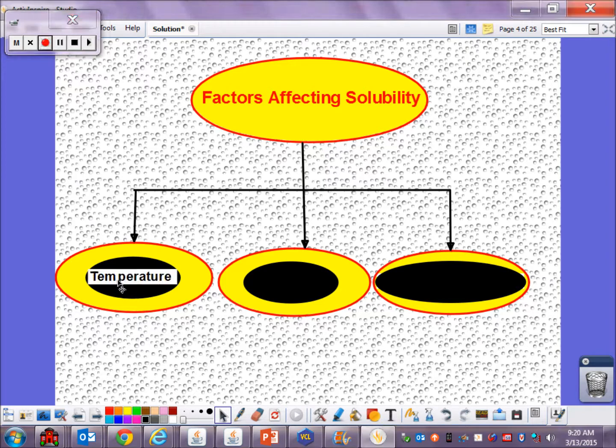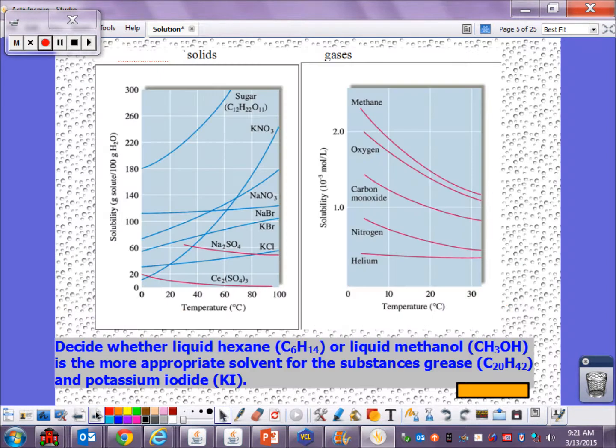Those factors are temperature. Remember, for a solid in a liquid, as temperature increases, the solubility of a solid in a liquid will increase, even though you have a few exceptions. Stirring, agitation, is another factor that will affect solubility. Another one is surface area of the solute. As you increase the surface area, the solubility of that substance will increase.